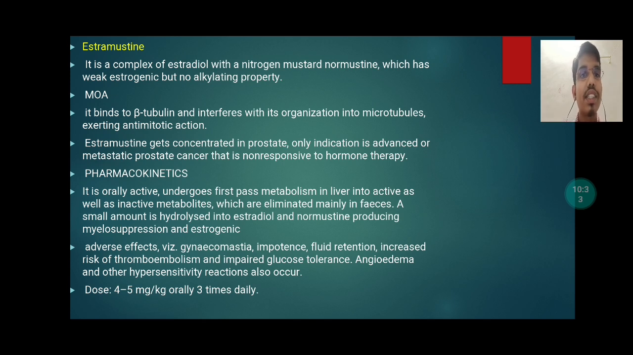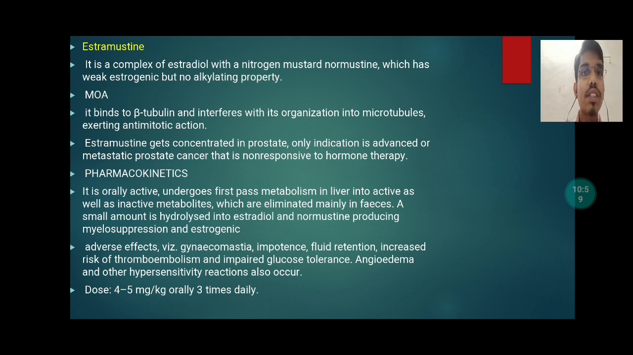This drug is concentrated in the prostate and it is indicated only in metastatic prostate cancer that is non-responsive to hormone therapy. Pharmacokinetics of this drug: it is orally active. First pass metabolism occurs in the liver, and elimination occurs through the feces, and a small amount is hydrolyzed to estradiol and normustine, producing myelosuppression and estrogenic action.